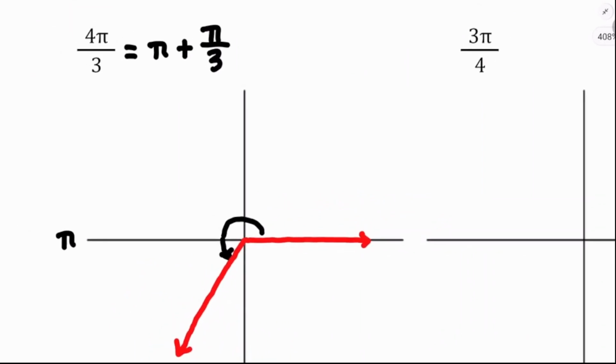Okay, I did label the angle it made with the x-axis. They were a little easier. So this one, what we're saying with the angle the terminal ray makes with the x-axis, we're talking about this angle here. So that's going to be a 60-degree reference angle. But that's the pi plus pi over 3's worth of rotation.